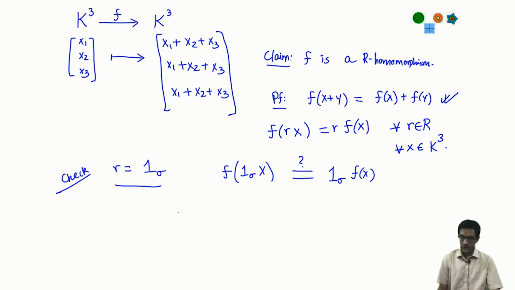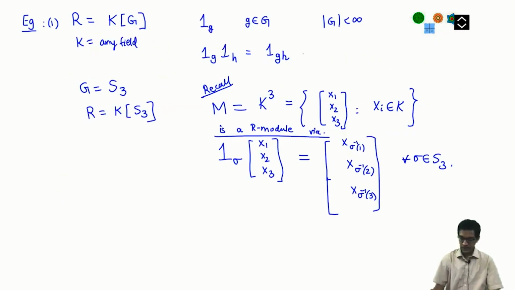So let's first compute the left hand side of this equation: f of 1 sigma x. First I need to operate 1 sigma on x. Recall what 1 sigma does. Here's the action of 1 sigma: when 1 sigma acts on x1, x2, x3, it just permutes the 3 coordinates in some way according to sigma. It's still the same 3 entries, but they occur in some other order.